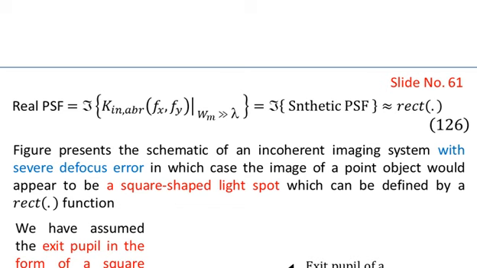For example, the real point spread function is equal to the Fourier transform of the incoherent transfer function under highly defocusing error, that is Wm much greater than lambda, which is the Fourier transform of the synthetic point spread function, and is of the order of a rect function, because a rect has a point spread function which resembles a sinc function. So the real point spread function will behave like a rect function, because the transfer function will behave like a sinc function, and the Fourier transform of the sinc function is a rect function, as given in equation number 126.